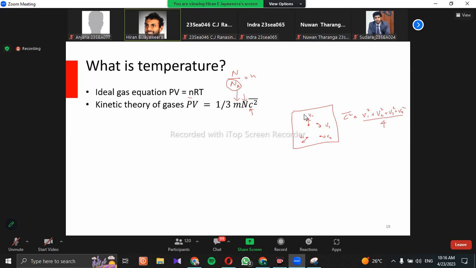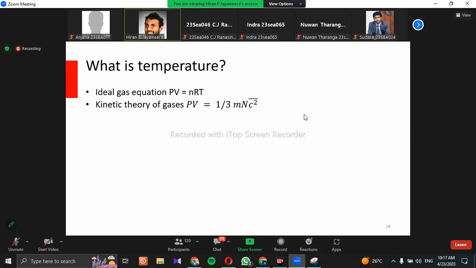So this is what we call the root mean square, right? Sorry, mean square, not root. So this is not the square root. You square them, sum them up, and divide by the number of molecules.